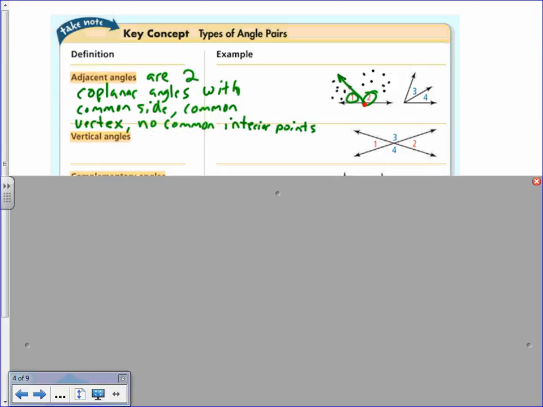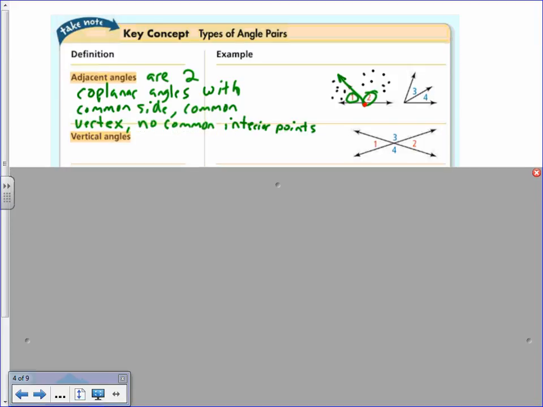The next term we have is vertical angles. Vertical angles we're going to be using a ton, so get used to it. Vertical angles are two angles whose sides are opposite rays. I think the best way to describe this to you is the picture over here. So the sides are opposite rays.